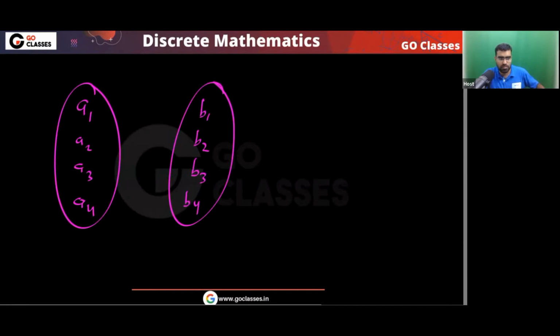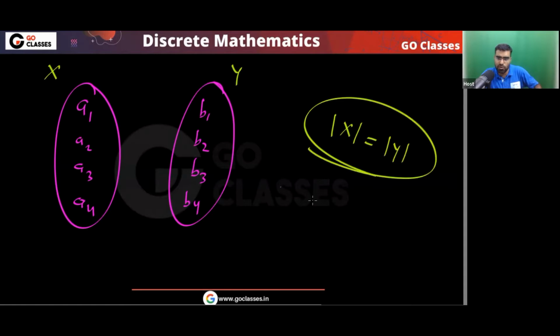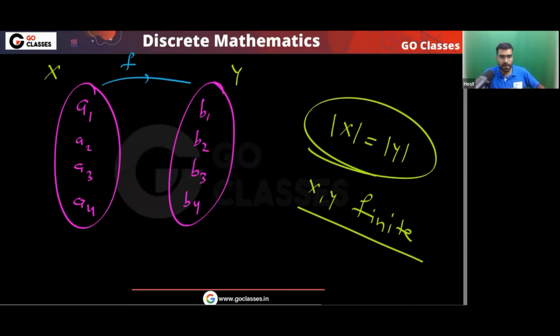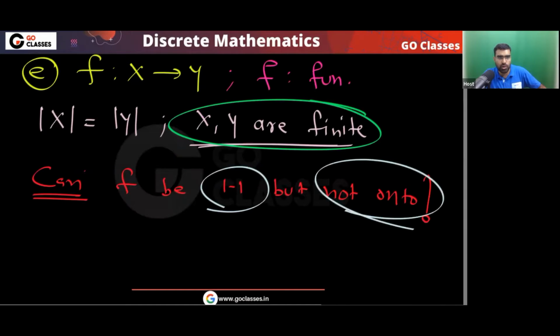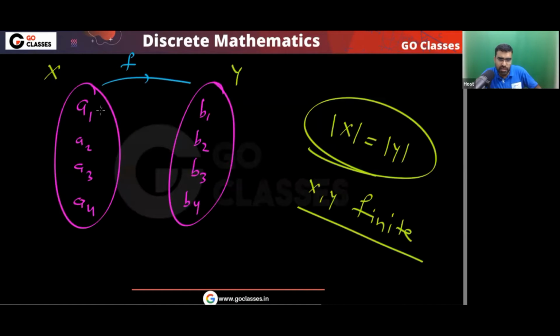Now just try to do it. Here you can notice the cardinality of X is equal to the cardinality of Y, and X and Y are finite. Now just try your best. We want to create a 1-1 function, but we don't want it to be onto.